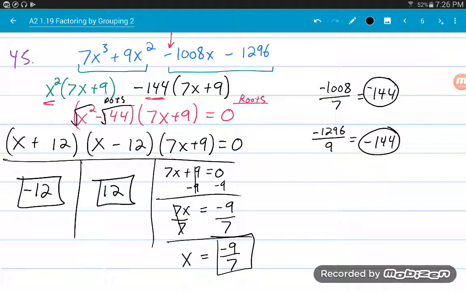So that is the full example. Yeah. So this is the full example for question number 45.